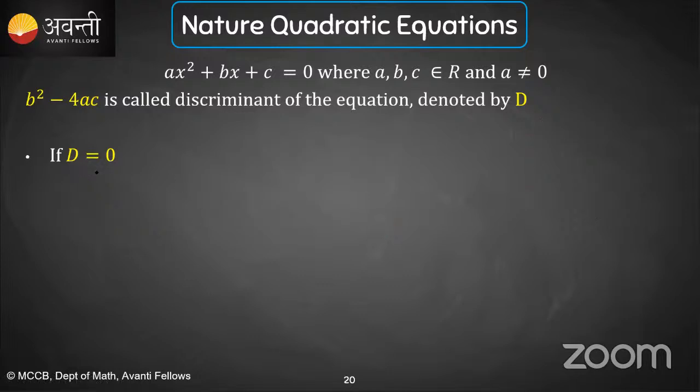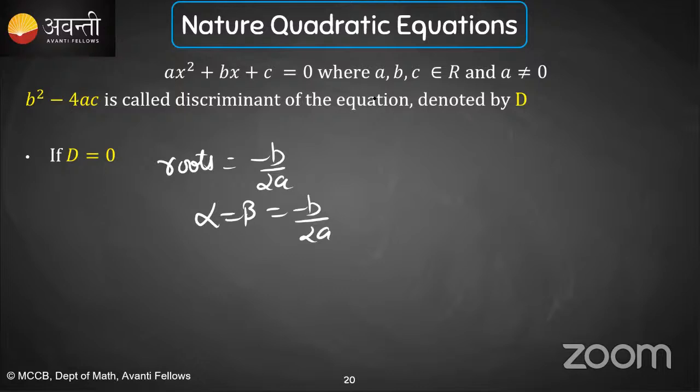Similarly, students, if your d is 0, then what are the roots? The roots will be minus b by 2a, yes or no? It means alpha is equal to beta is equal to minus b by 2a. And see, I have assumed that a, b, c are real. It implies the roots are real and coincident.